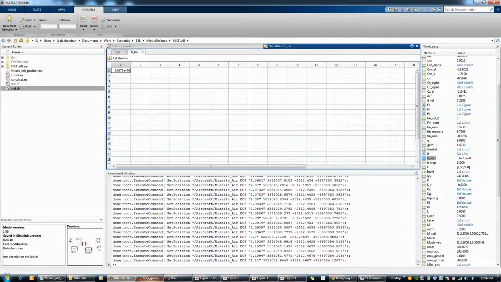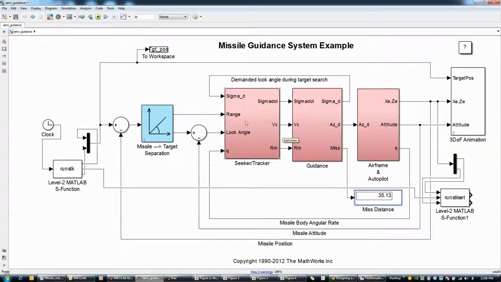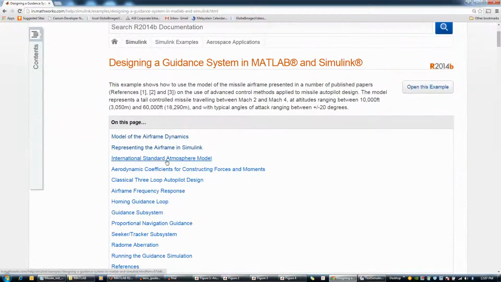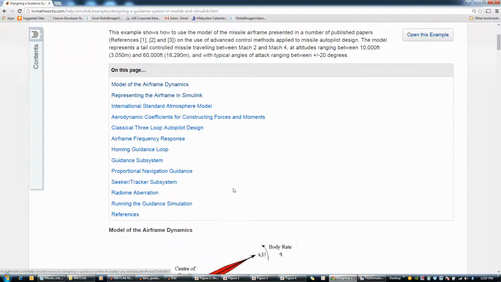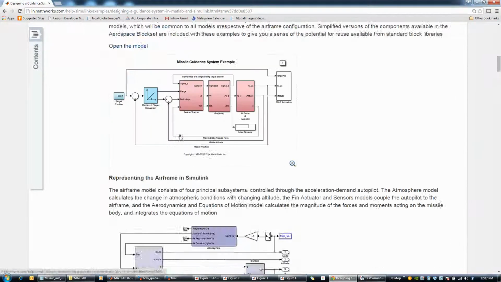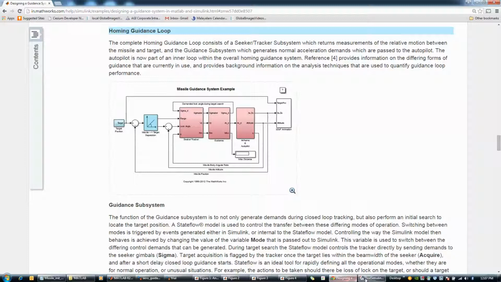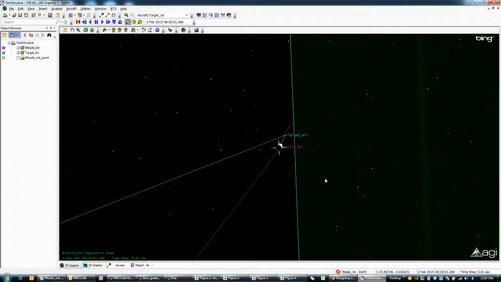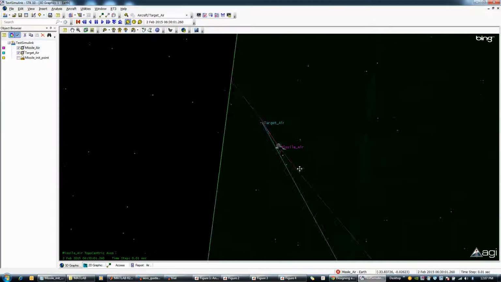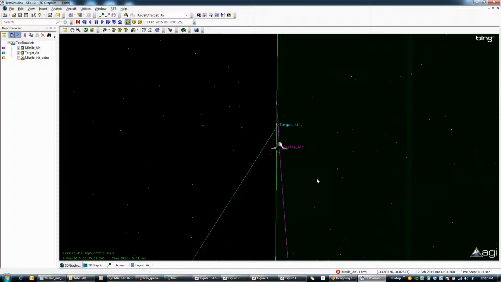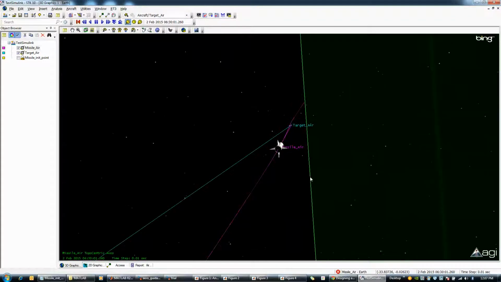So basically the complete simulation involved a lot. If you read this document, you can find out that it includes the atmospheric model, the aerodynamic coefficients, forces, moments, 3-loop autopilot design, airframe frequency, homing guidance loop. So it's a lot of complicated things going on. The simulation is not just about reaching the target, it's about the whole physics of the missile itself.